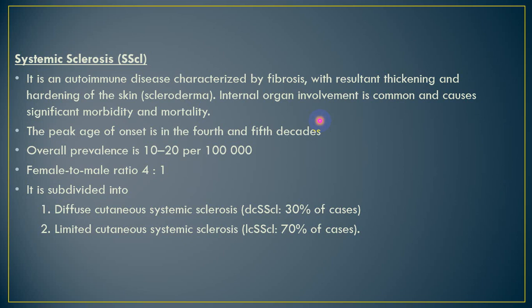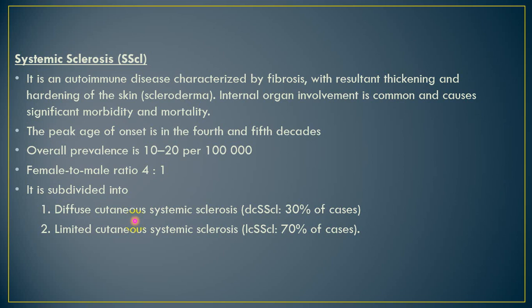The disease peaks in middle age and is more common in females, with a female to male ratio of 4:1, and overall prevalence is 10 to 20 per 100,000. Generally speaking, the disease is divided into two main subtypes, which are diffuse cutaneous systemic sclerosis and limited cutaneous systemic sclerosis. The division of these two subcategories depends on the skin involvement, whether it is diffuse skin involvement or whether it is limited. What do we mean by diffuse?